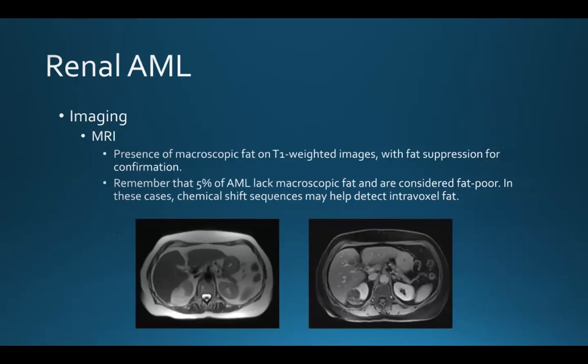On MRI, we're looking for macroscopic fat on T1 weighted images and can use fat suppression for confirmation. It's important to remember that 5% of AMLs lack macroscopic fat and are considered fat poor. And in these cases, chemical shift sequences may help detect intravoxel fat.